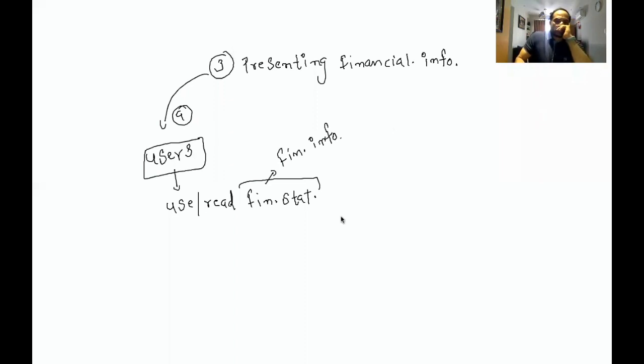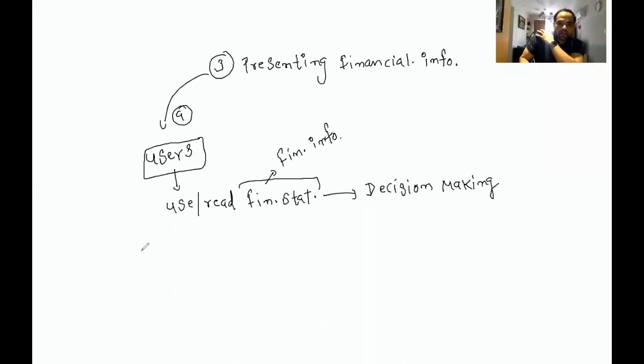Okay. So users are the people who use or read financial statements for what? For decision making, right? Decision making. What decision making? It depends upon the nature of the user, right? So when I come to the nature of the users, then I will explain what kind of decisions users have to make by using financial information that comes from financial statements, right?